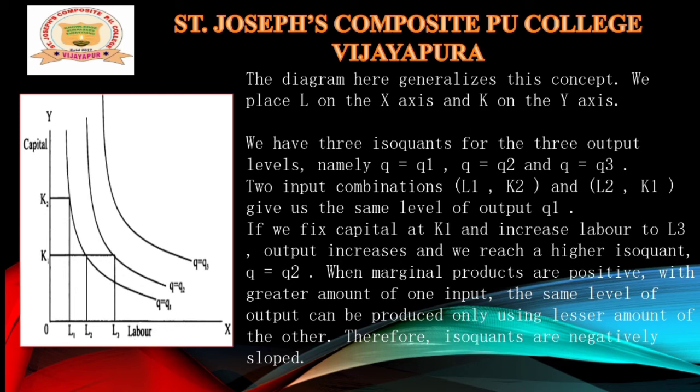So when marginal products are positive, with a greater amount of one input, the same level of output can be produced using only a lesser amount of the other, and therefore isoquants are negatively sloped. So when we use more inputs, output will also increase, that is the Q1, Q2 and Q3 levels of output.